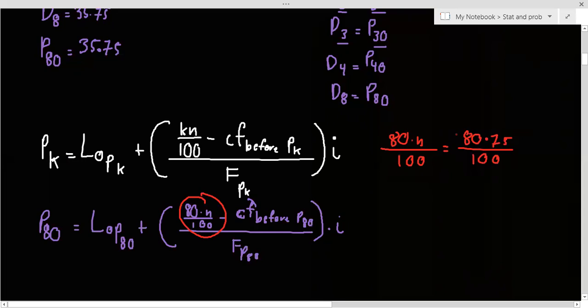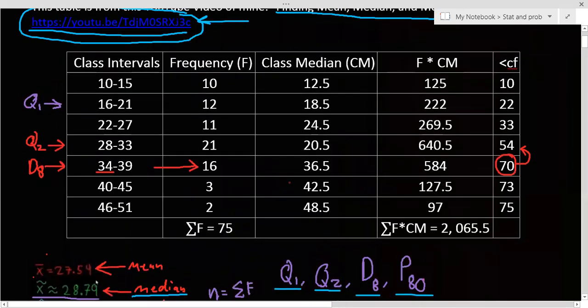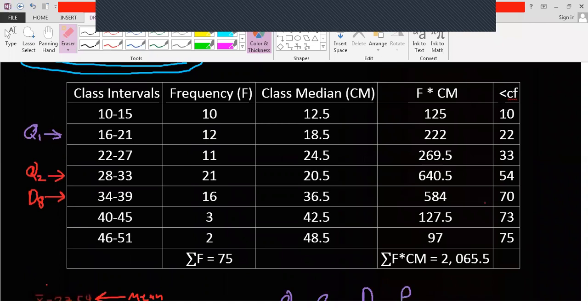Now, let's get the value for this one with the use of a calculator. This would be 60. So, it's the same as the decile, if you remember our solution earlier. So, 60. Let's go here. Go to the cumulative frequency column and find two adjacent numbers that form a range in between which we can get 60.